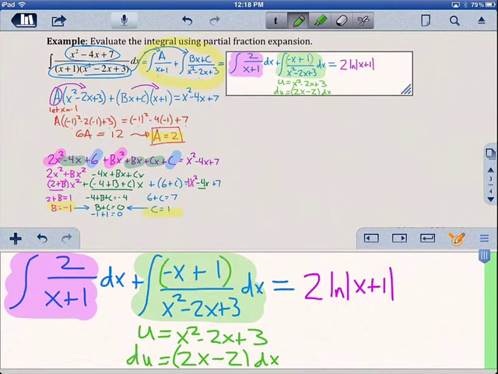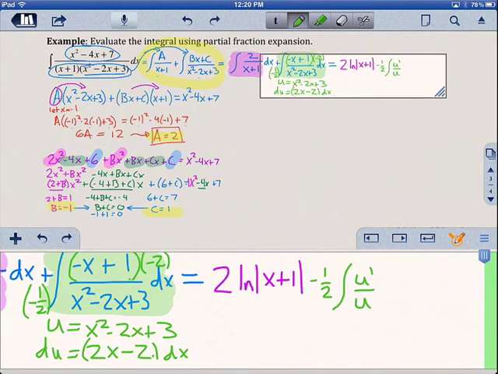Well, negative x times negative 2 gives me 2x, and 1 times negative 2 also gives me negative 2. So I'm going to multiply this by negative 2. So now I have to counteract the negative 2 on the inside of the integral by multiplying on the outside of the integral by negative 1/2. So now I have minus 1/2 times the integral of u prime over u. And you'll recall that this just equals the natural log of the absolute value of u.